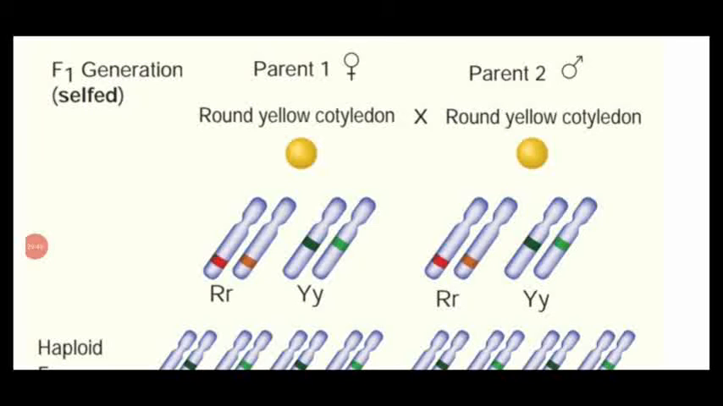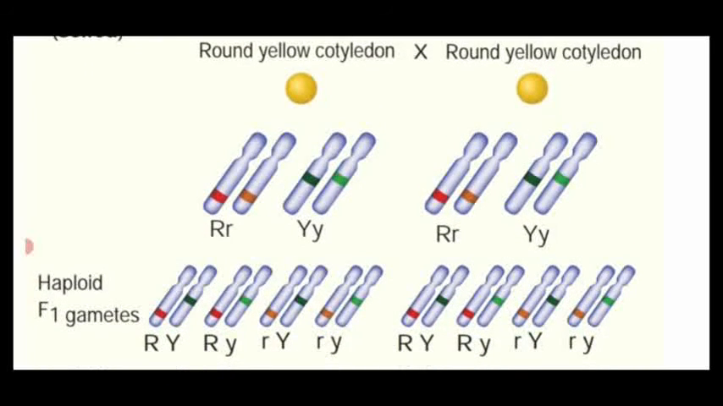Then the F1 generation is selfed, that is parent 1 is the female, round yellow cotyledon. Parent 2 is the male, that is also round yellow cotyledon. That is said to be selfing. Same type of gametes are crossed together. That is said to be self-fertilization. Okay? So both of them are round yellow cotyledon. They are producing the gametes. So round yellow cotyledon, what is the genotypic ratio and phenotypic ratio?